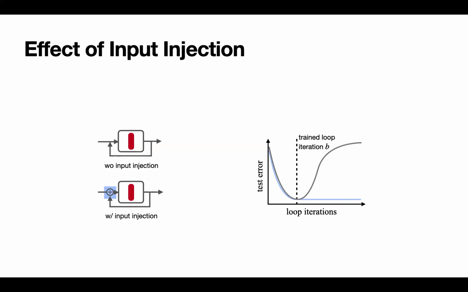This comes to our previous question of why we have this addition here. We call it input injection. We observe that if we don't have input injection, meaning we don't always have a signal from the raw input, then during inference, if more loop iterations are applied to the loop transformer, it will diverge and go into random solutions. But if we have input injection in the architecture, it will find a loop curve where, after the trained loop iteration, it stays here. That's basically the reason we have input injection.